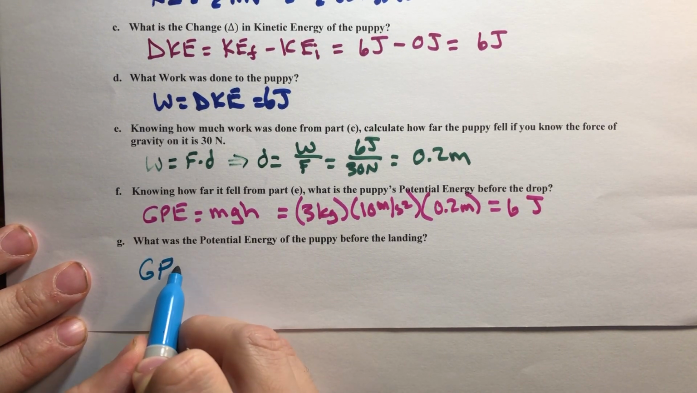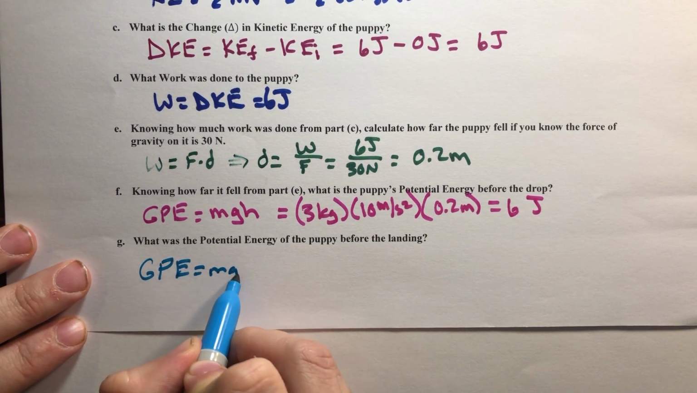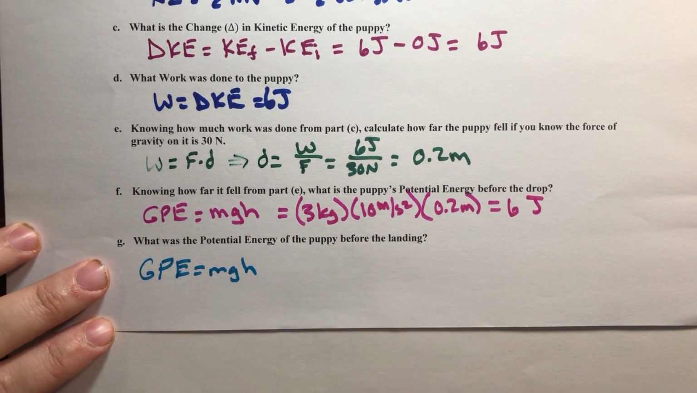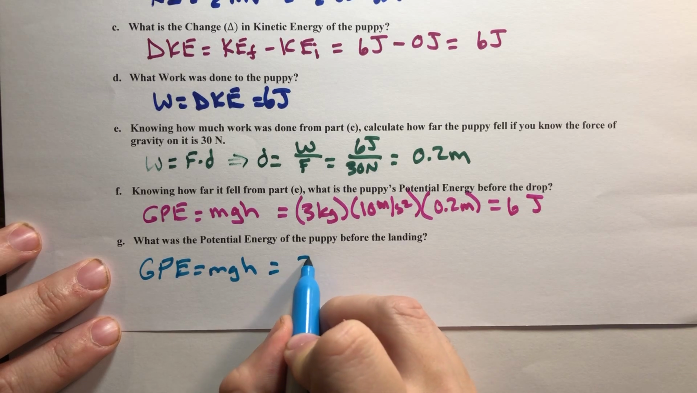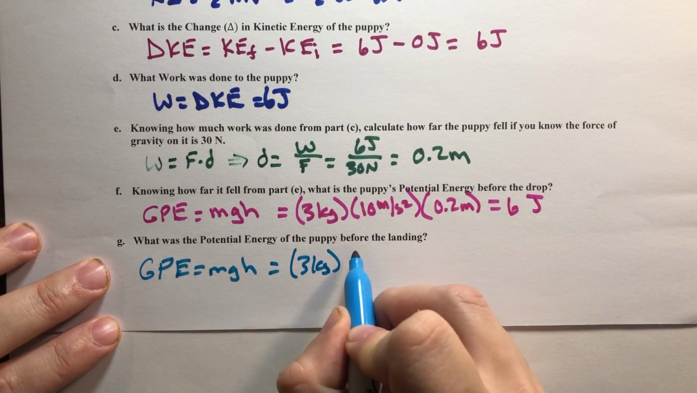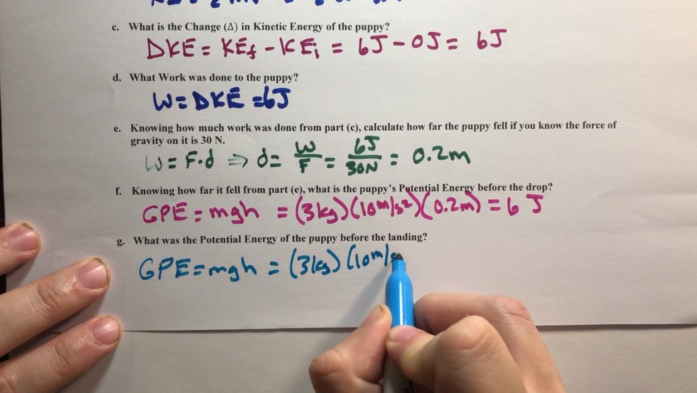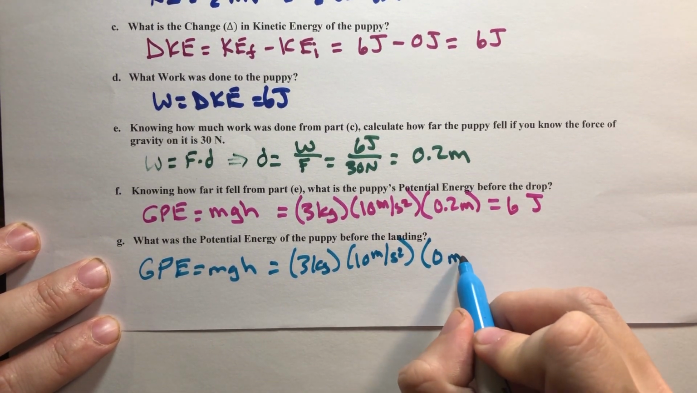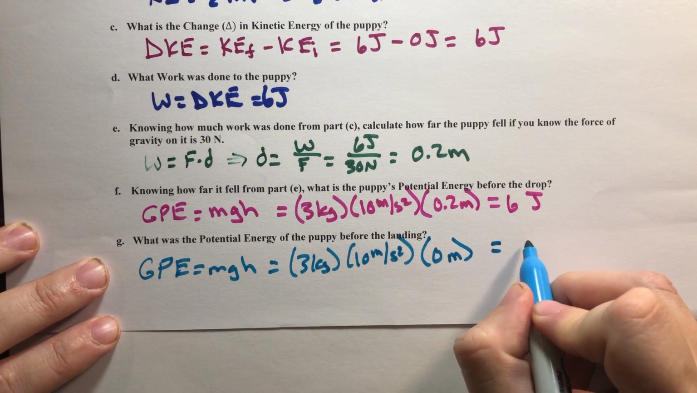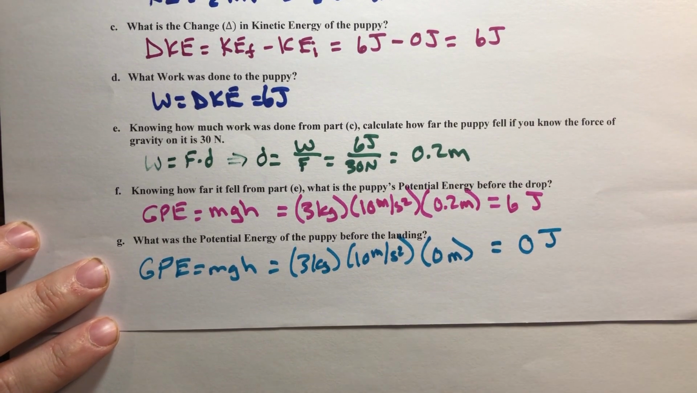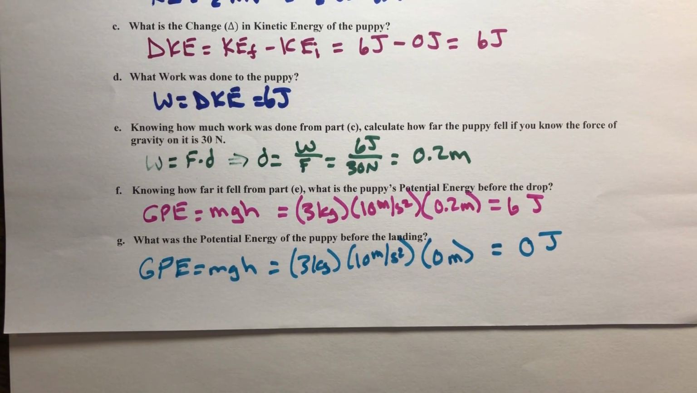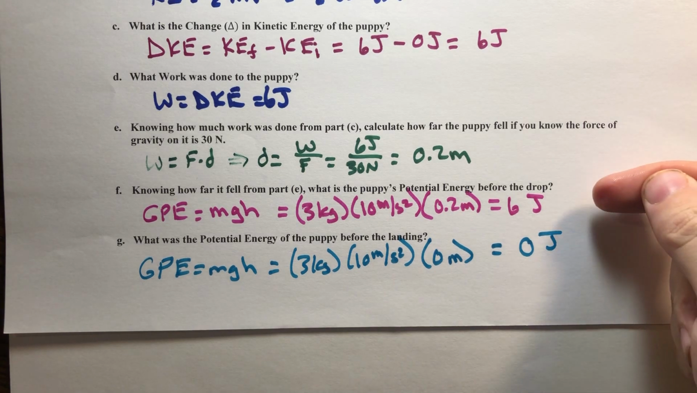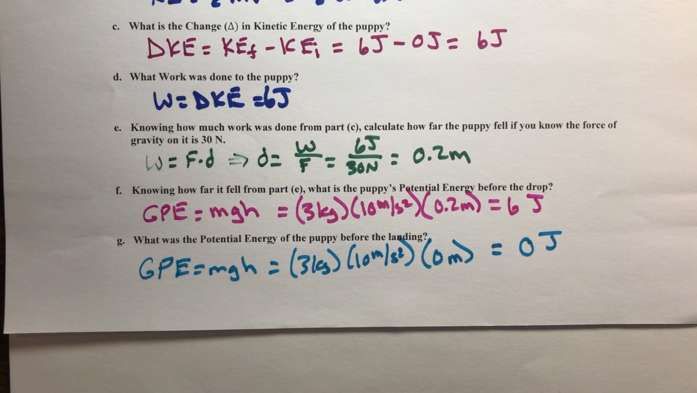same equation. Gravitational potential energy is mgh, mass times gravity times height, or acceleration due to gravity. Our mass didn't change. Acceleration due to gravity hasn't gone anywhere. But our height, right before it lands, it's at 0, or close enough to 0. So anything times 0 is 0. Gives us a final potential energy of 0 joules, which again makes sense because all of it turned into kinetic energy for the puppy falling.